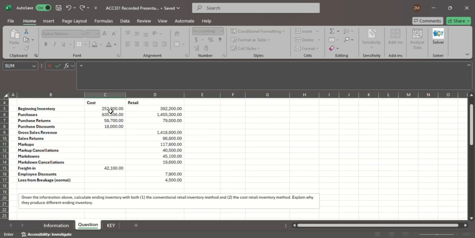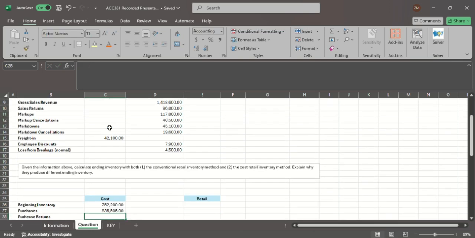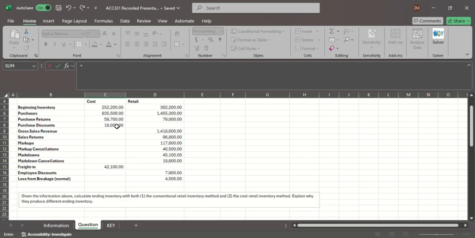So first, I'm just going to start putting in the numbers. So here's beginning inventory for the cost side, our purchases. And since we have purchase returns, we're going to deduct those. So I'm making that number a negative number so that the sum function will be used properly.